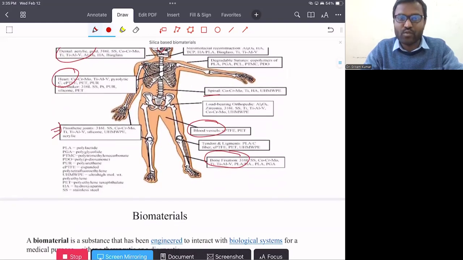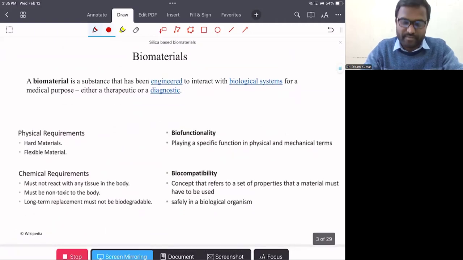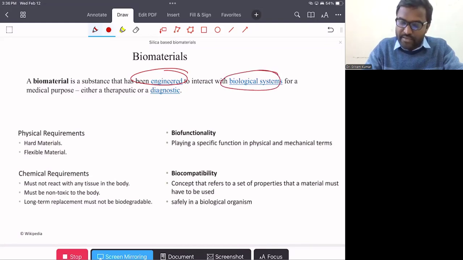So now let's understand what biomaterials are. Biomaterials are defined as engineering materials that interact with biological systems. That interaction can be of two types, either therapeutics or diagnostics. In therapeutics, you use the biomaterial for the treatment of a particular disease. So that is the therapeutic application.